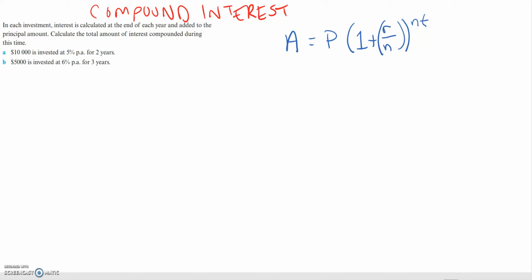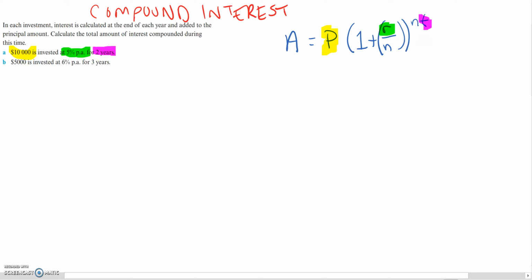So when we look at the question, it says in each investment, interest is calculated at the end of each year and added to the principal amount. Calculate the total amount of interest compounded during this time. Looking for the P value, that's going to be our $10,000 in this case. Looking for the rate, that is going to be our 5% per annum. And then the t value is our time.